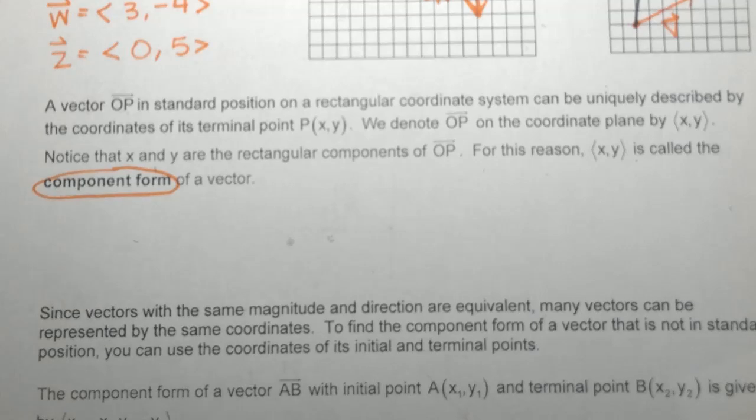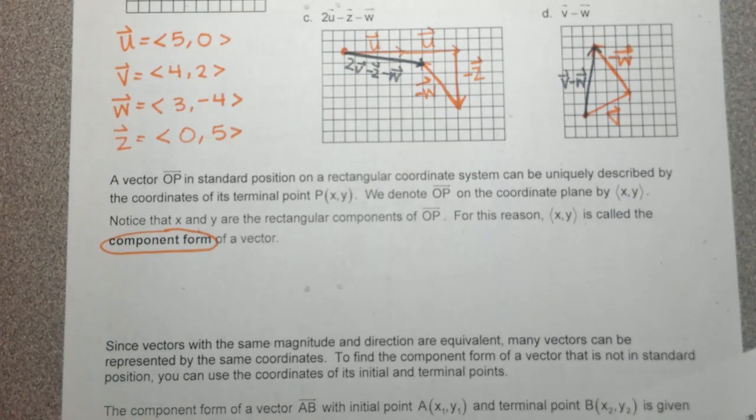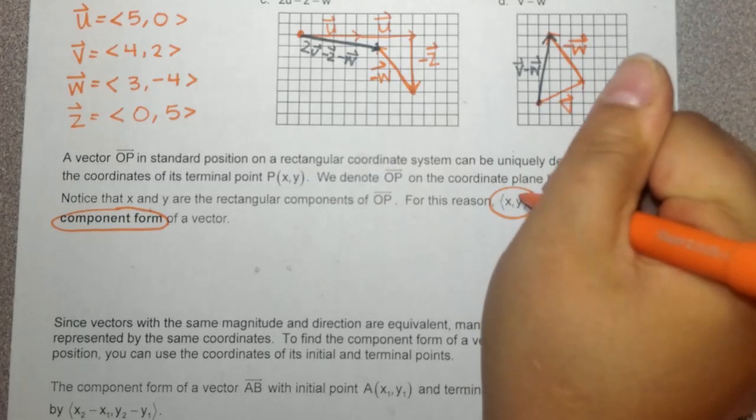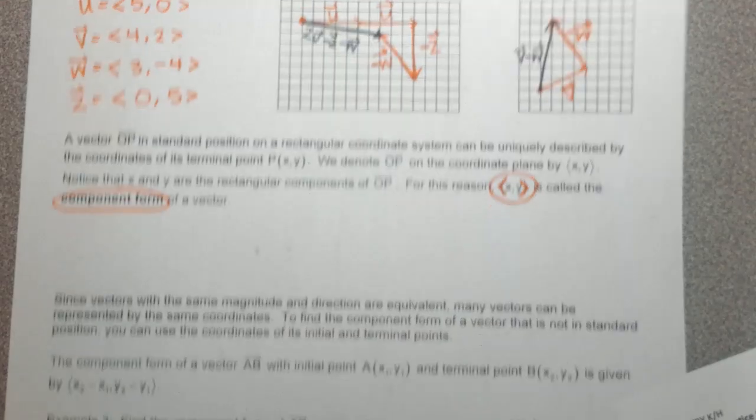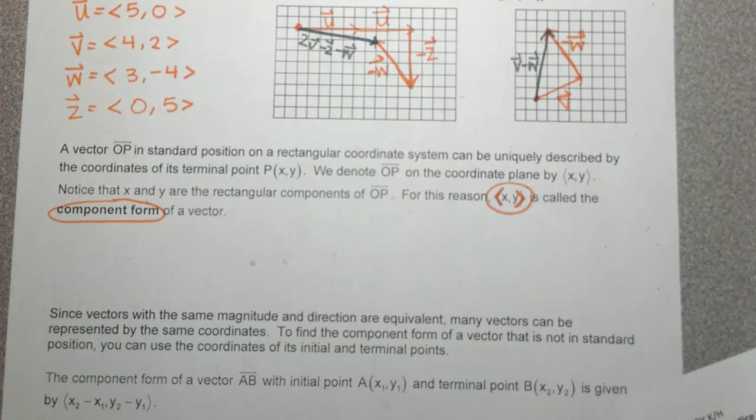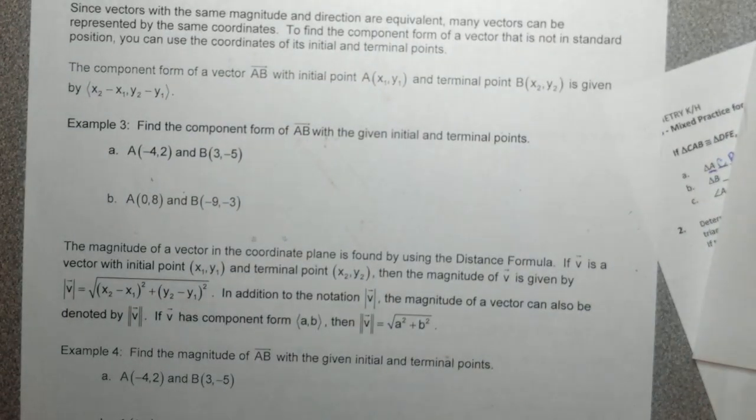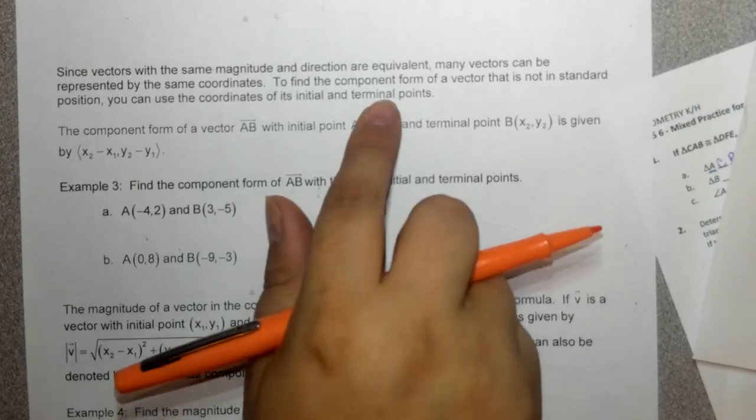You get component form from your points, which have parentheses. But component form does not have parentheses. Maybe circle the x, y right here, and they are chevrons. Since vectors with the same magnitude and direction are equivalent, many vectors can be represented by the same coordinates. To find the component form of a vector that is not in standard position, you can use coordinates from the initial and the terminal points.